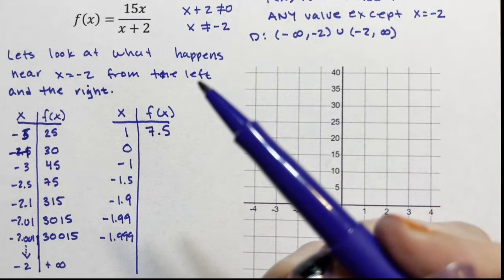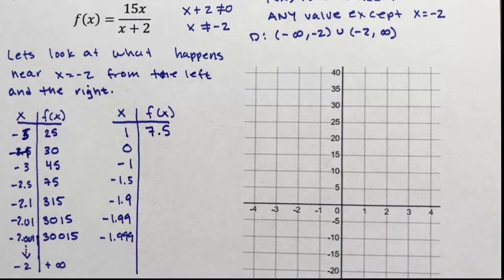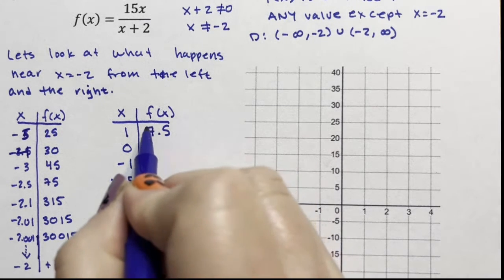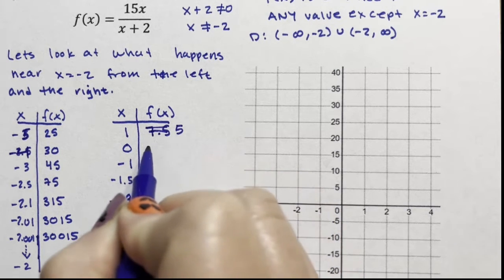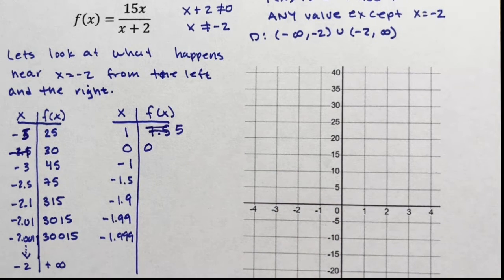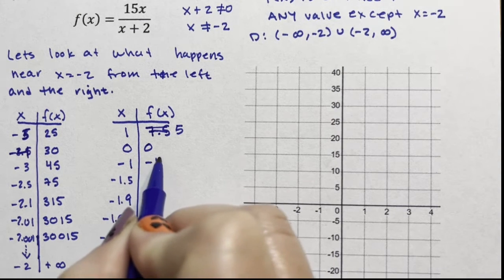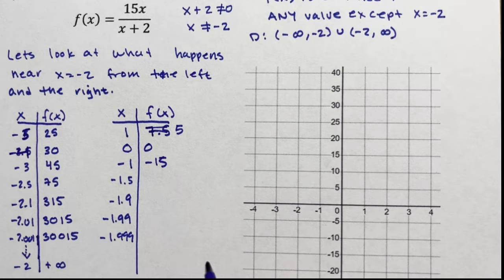That doesn't sound right. I wonder if I put the wrong equation into my calculator. 15 over 3 should be 5. And this is 0. And negative 1 is negative 15. This one's correct. All right. We're back on track again.